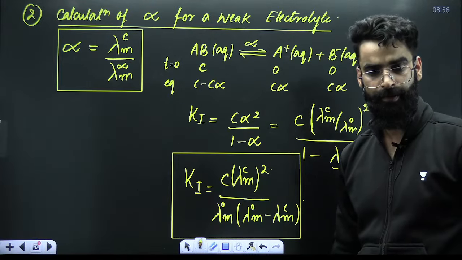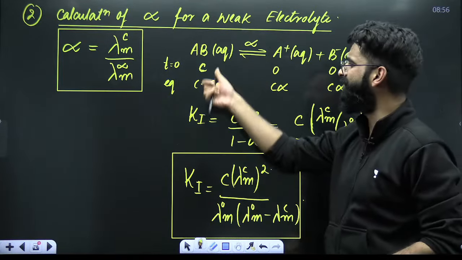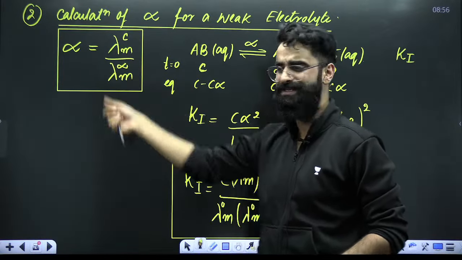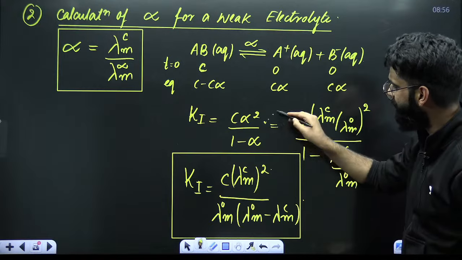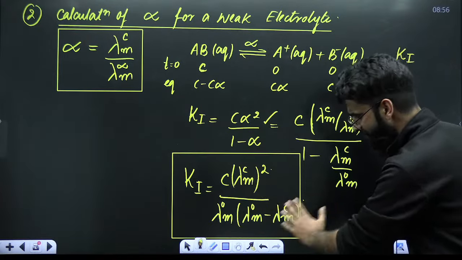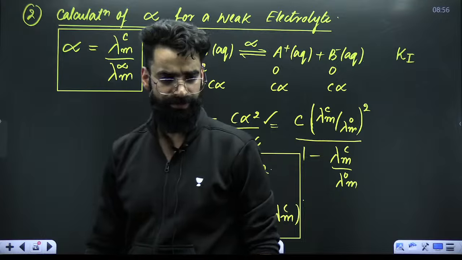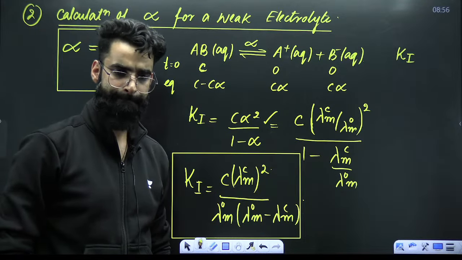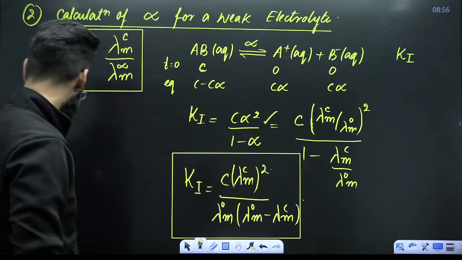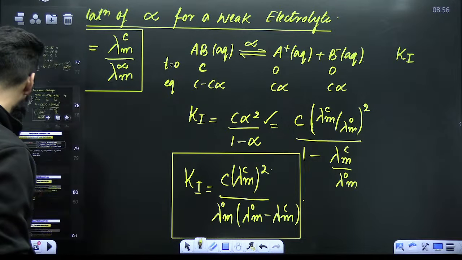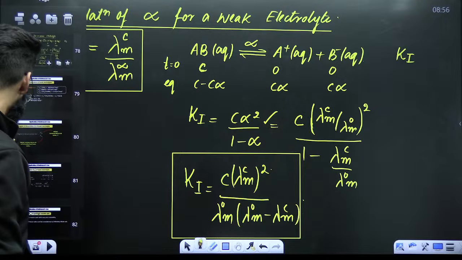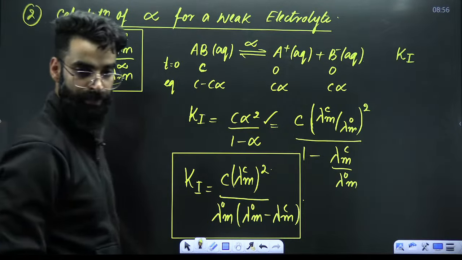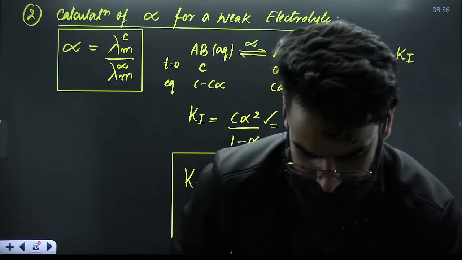In short, if you are given a weak electrolyte, first calculate its alpha in terms of these two values. If you got alpha, put it in this expression and get the Ki value. No need to remember this other expression. Perfect? Right, guys? Is it clear? Let me know once in the chat.